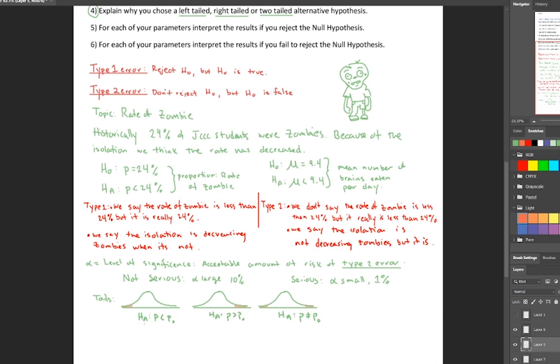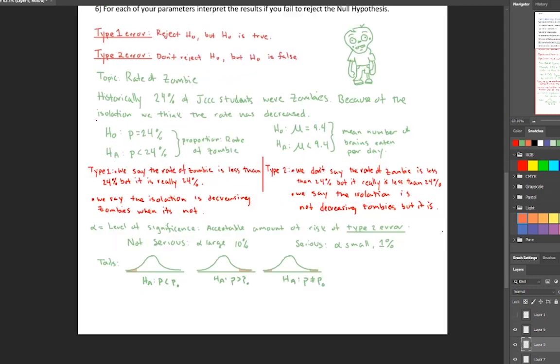In my problem, I chose a left-tailed hypothesis because I think that the isolation has decreased the rate of zombies. So I chose left-tailed because it makes sense that isolation, less people interacting with each other, would cause there to be less zombies.